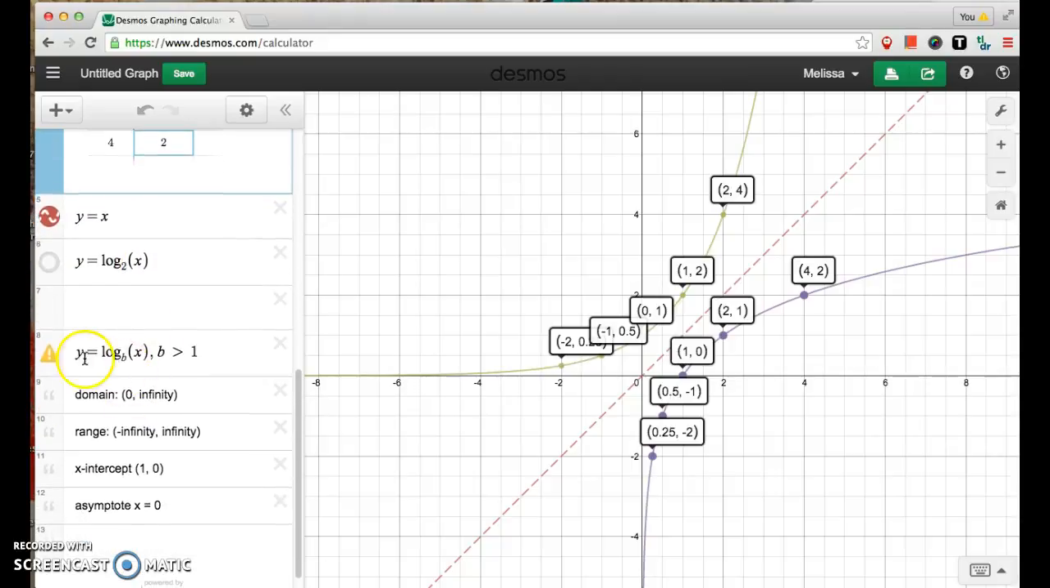You may record these notes. In general, y equals log base b of x when b is greater than 1. The domain is 0 to infinity, not including 0. The range is -infinity to infinity. The x-intercept is 1, 0. And the asymptote is the vertical line x equals 0.